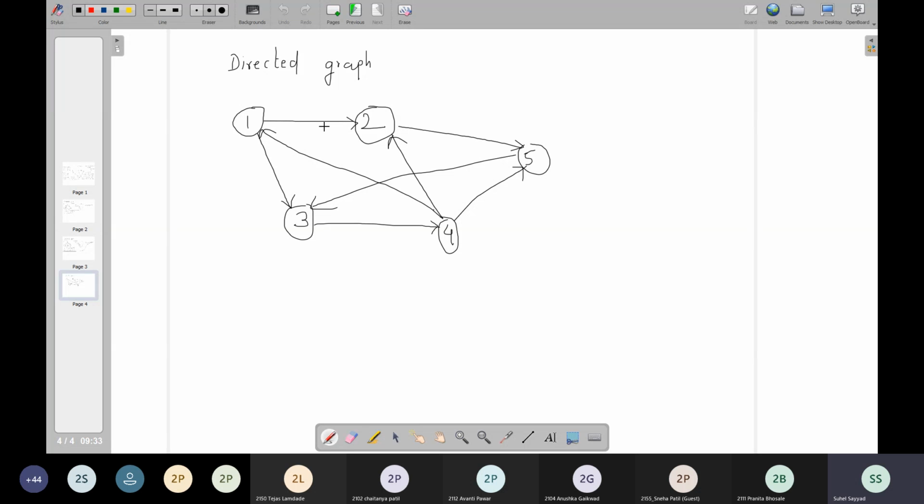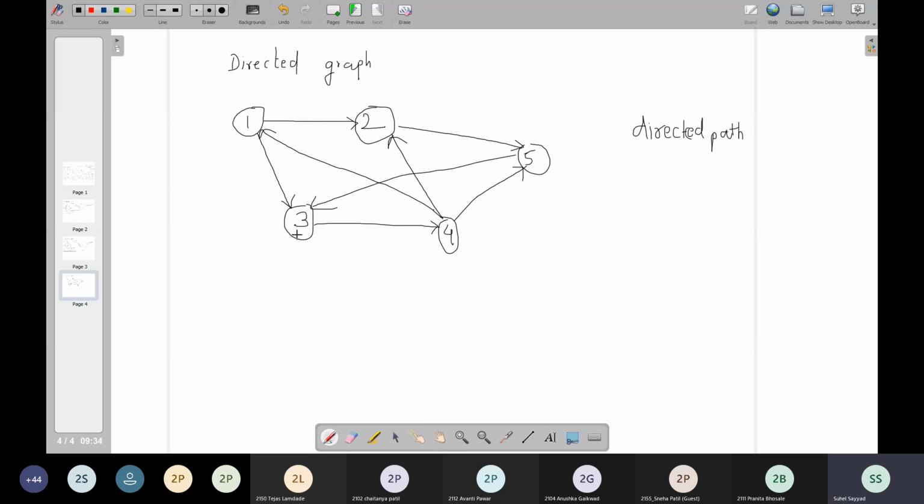Now this directed graph will have directed paths. So a path in this type of graph will be directed only. Now what is a path? As I told you, it is used for going from one vertex to another vertex with the help of adjacent vertices. But now, when I pick adjacent vertices, I should be careful in picking the directions also.